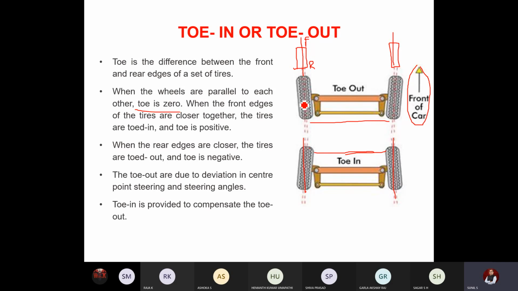Okay, so once again I'll repeat, if the front edges are closer together, we call it toe in. If the rear edges are close together, we call it toe out. If the front and rear edges are parallel, as shown in this rough sketch, then toe is 0. Right? So please make a note.